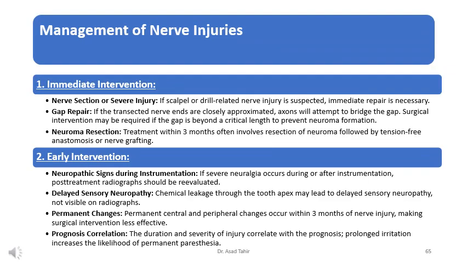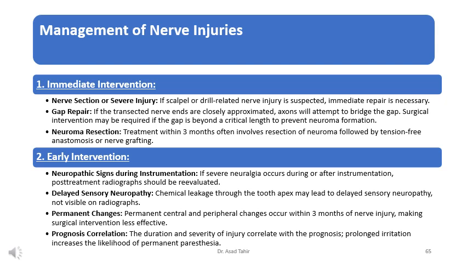Immediate intervention. Nerve section or severe injury. If scalpel or drill-related nerve injury is suspected, immediate repair is necessary. Gap repair. If the transected nerve ends are closely approximated, axons will attempt to bridge the gap. Surgical intervention may be required if the gap is a critical length to prevent neuroma formation. Neuroma resection. Treatment within 3 months often involves resection of neuroma followed by tension-free anastomosis or nerve grafting.